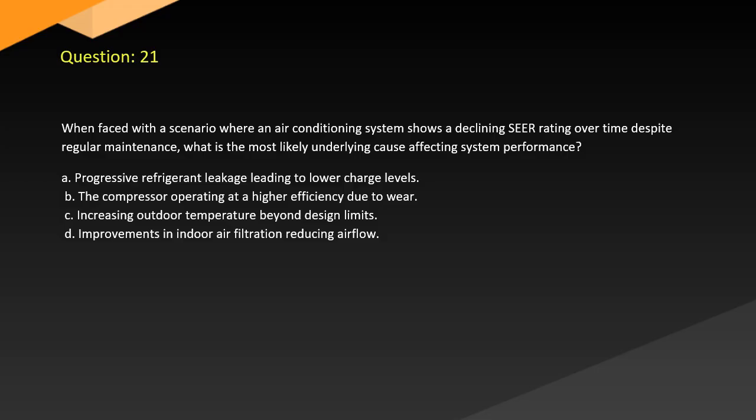Question 21. When faced with a scenario where an air conditioning system shows a declining SEER rating over time despite regular maintenance, what is the most likely underlying cause affecting system performance? A. Progressive refrigerant leakage leading to lower charge levels. B. The compressor operating at a higher efficiency due to wear. C. Increasing outdoor temperature beyond design limits. D. Improvements in indoor air filtration reducing airflow.